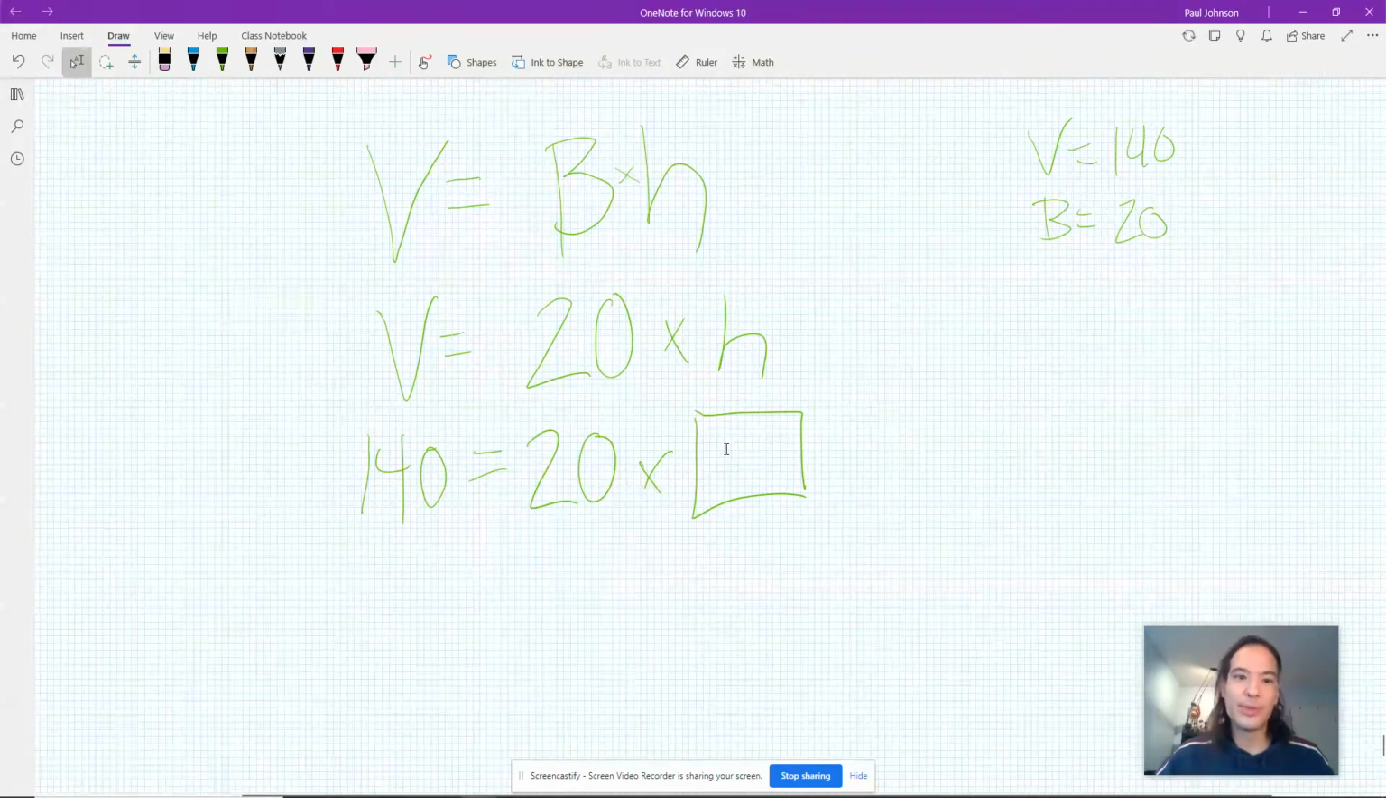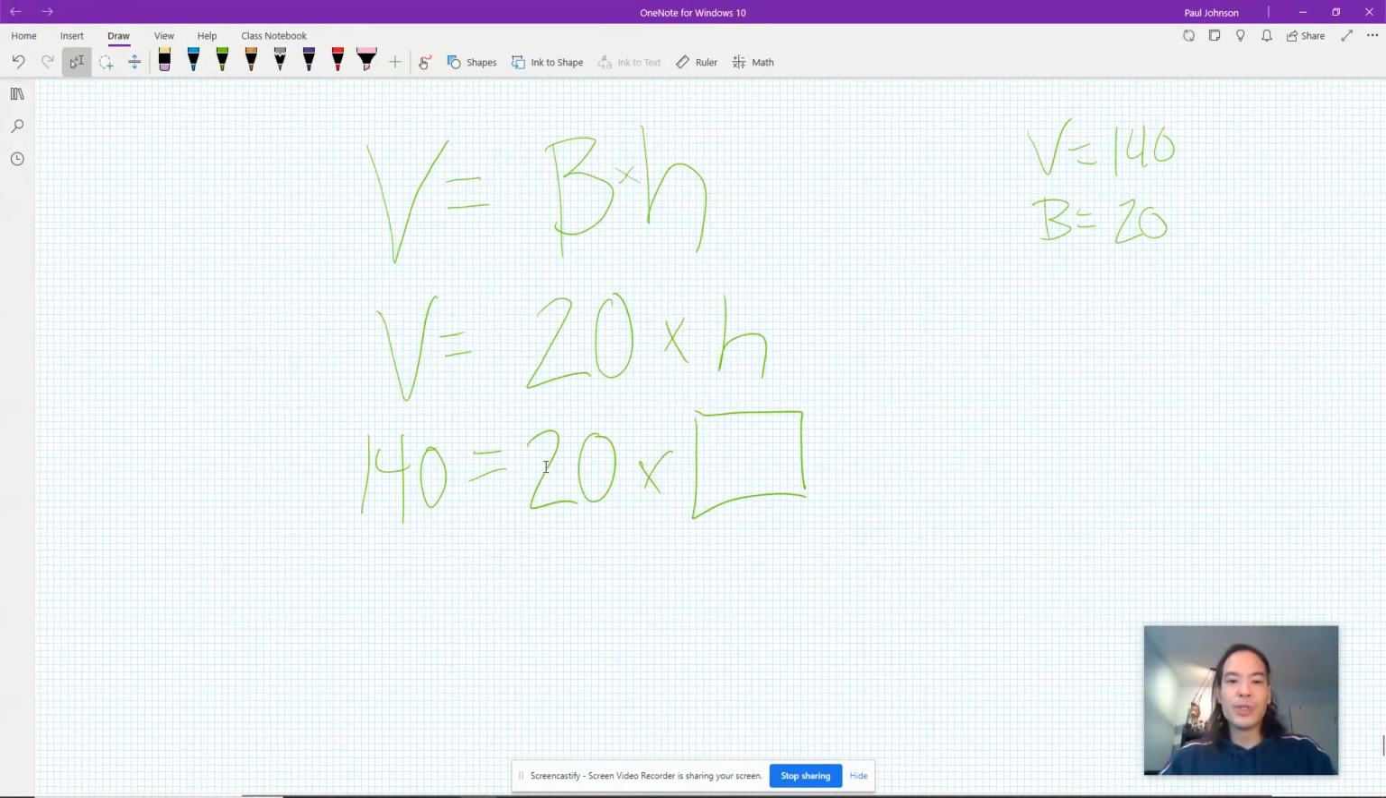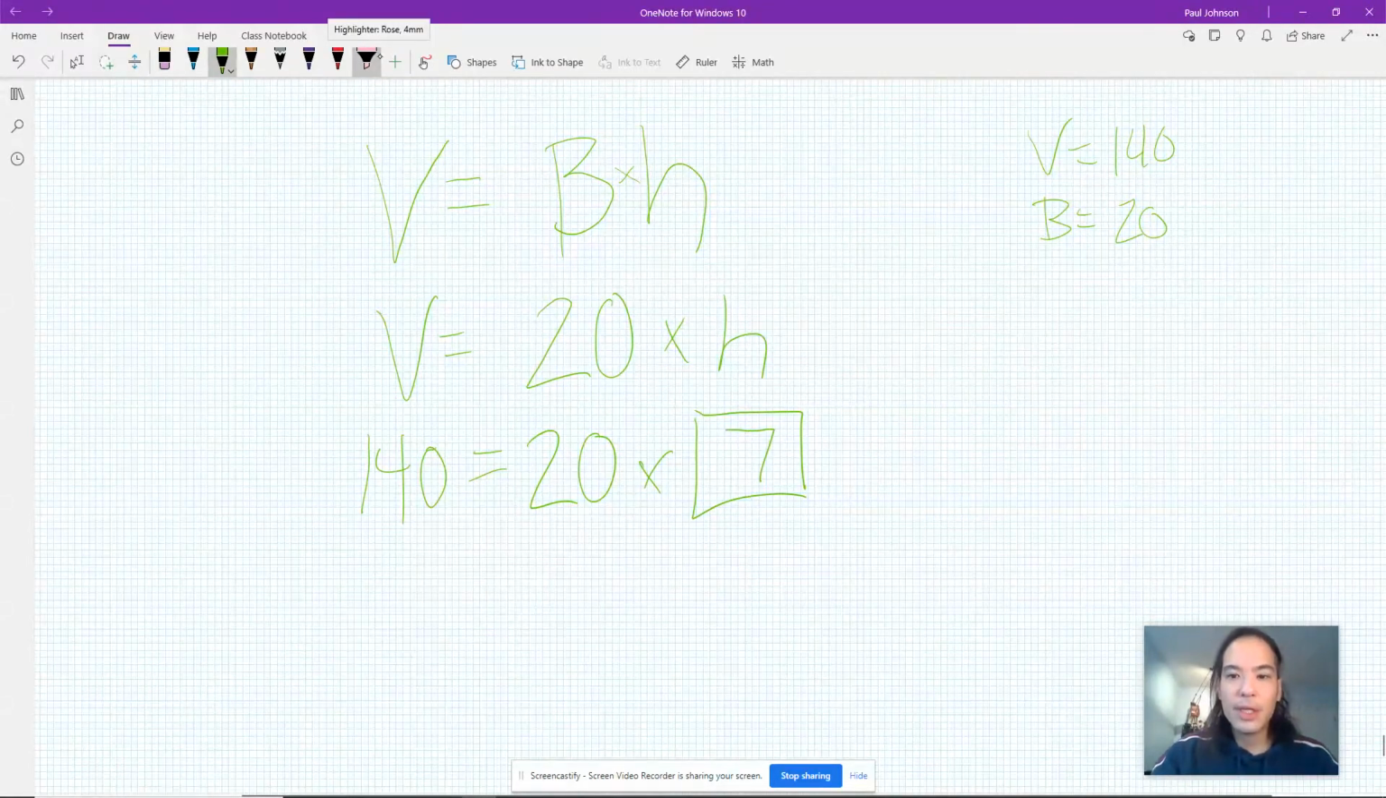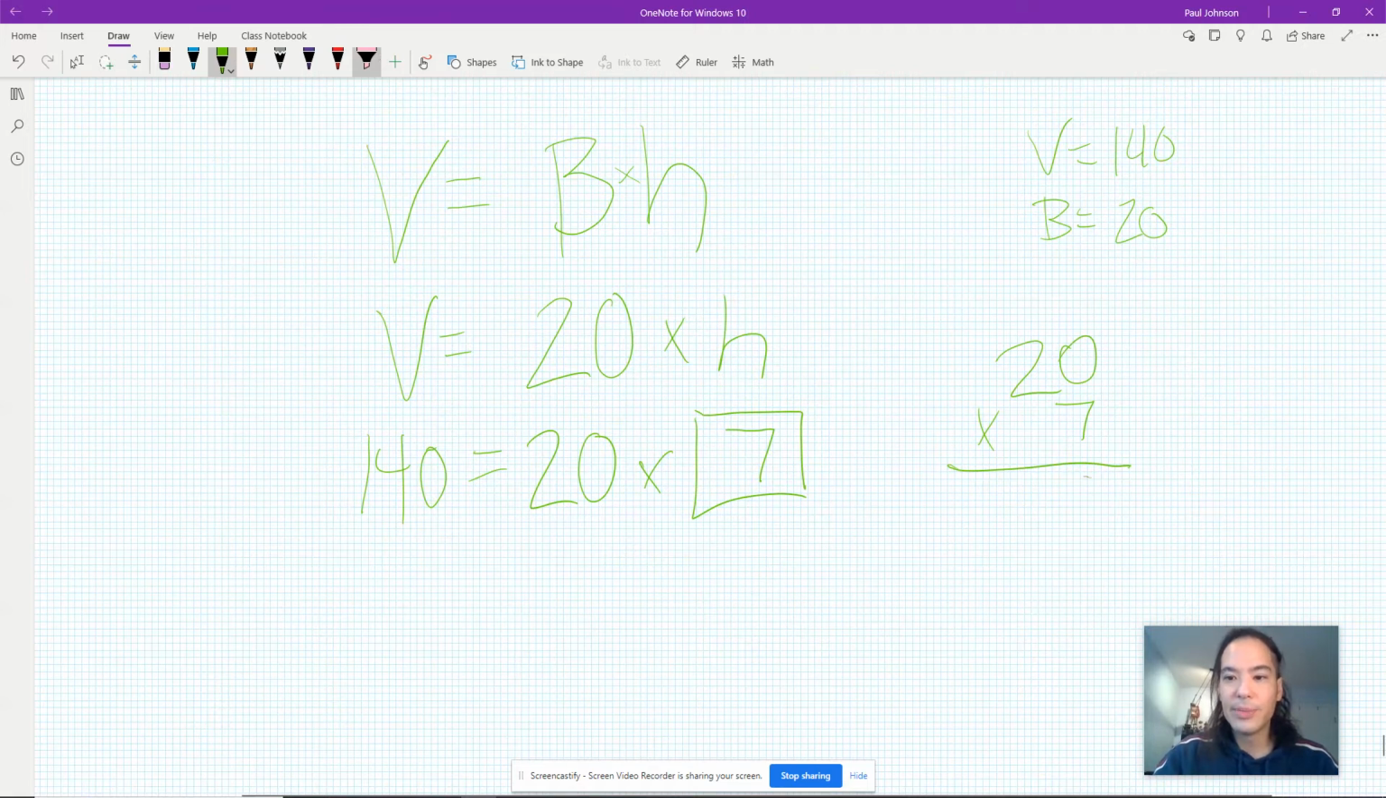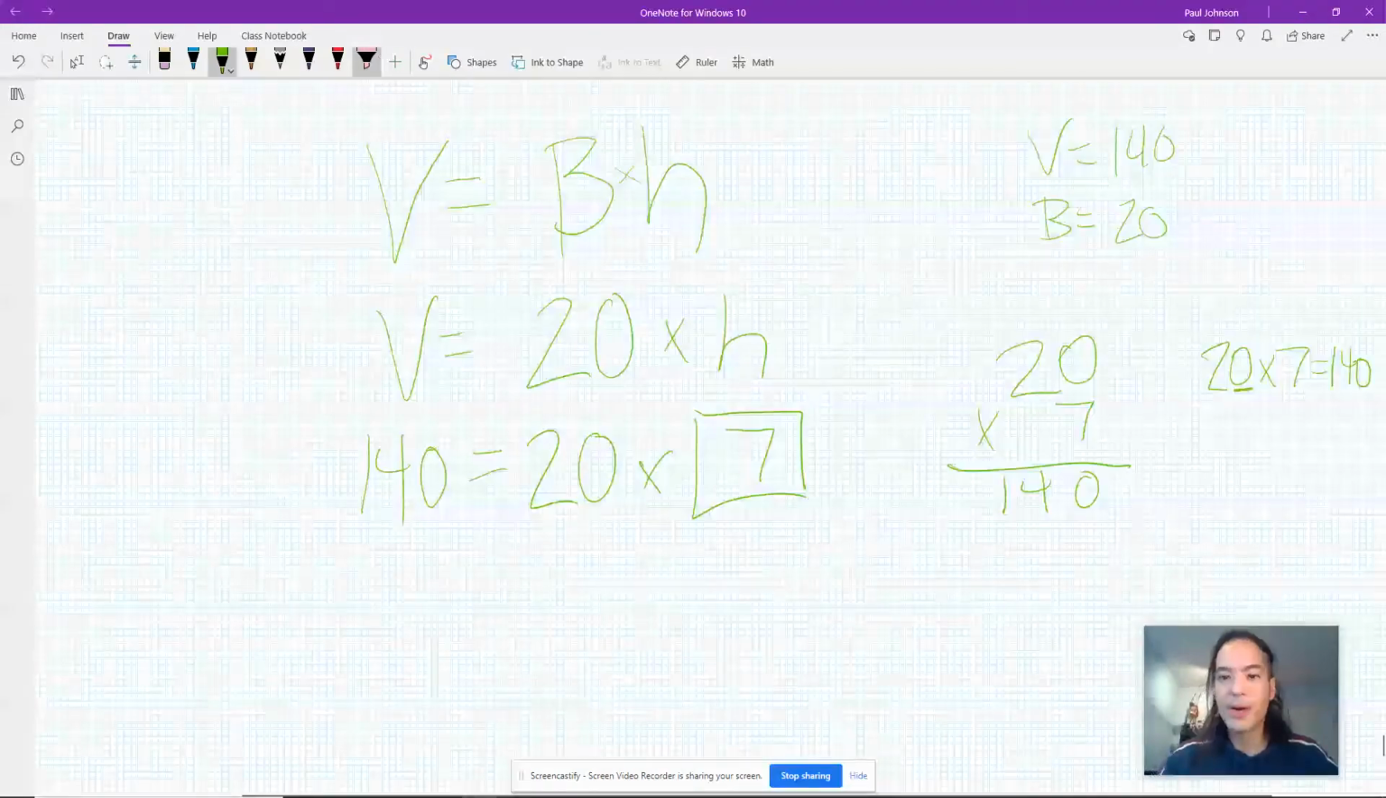You can use the zeros trick, just cover up the zeros, right? So what times 2 is 14? If you said 7, let's check our work. Is 20 times 7 140? 7 times 0 is 0. 7 times 2 is 14. That is true. Remember, you can also do the zeros trick where you cover up the 0, just pretend it's not there. 2 times 7 is 14. We covered up 1 zero. We'll put it back on.